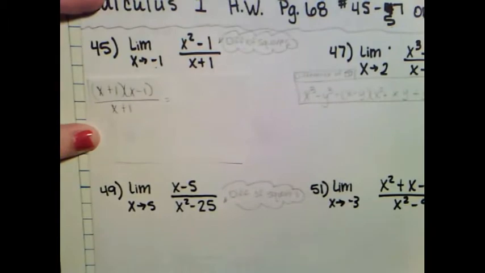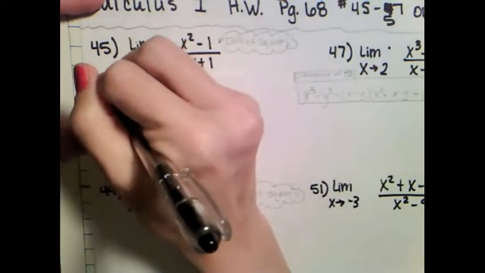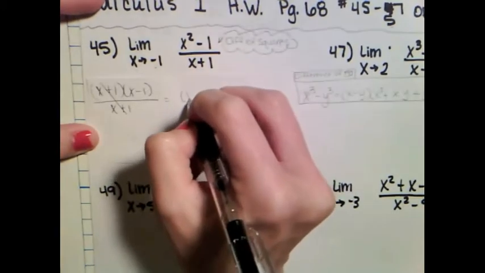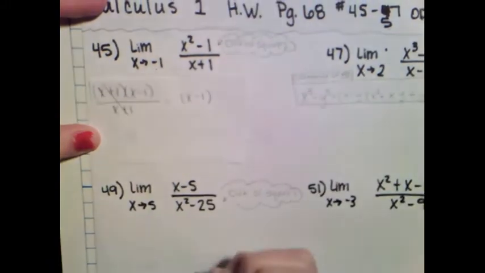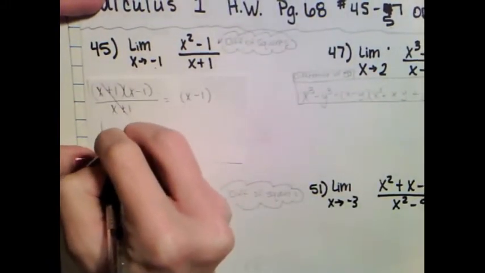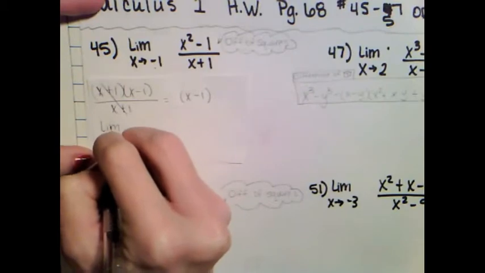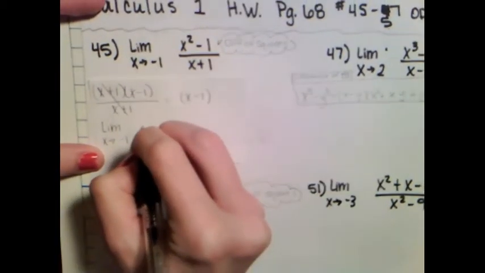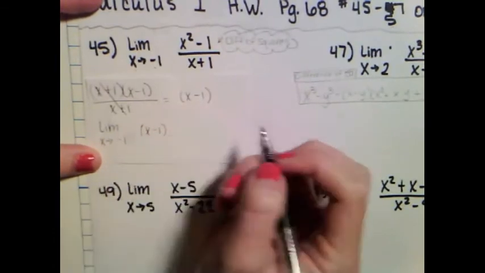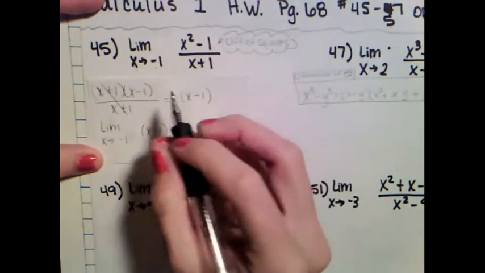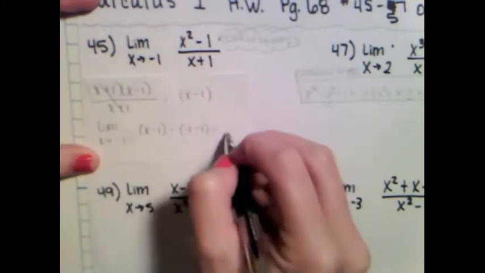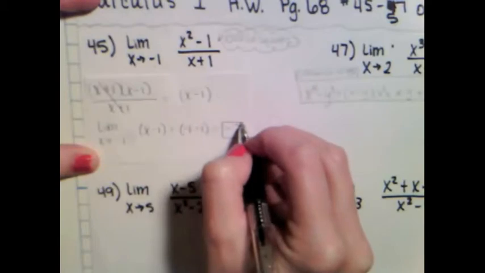Now that we have it factored, we see that we have a common factor of x plus 1 that we can cancel out, leaving us with just x minus 1. So we can, by substitution, take the limit as x approaches -1 of x minus 1. Plug -1 in here, -1 minus 1 gives us a -2, which is our answer.